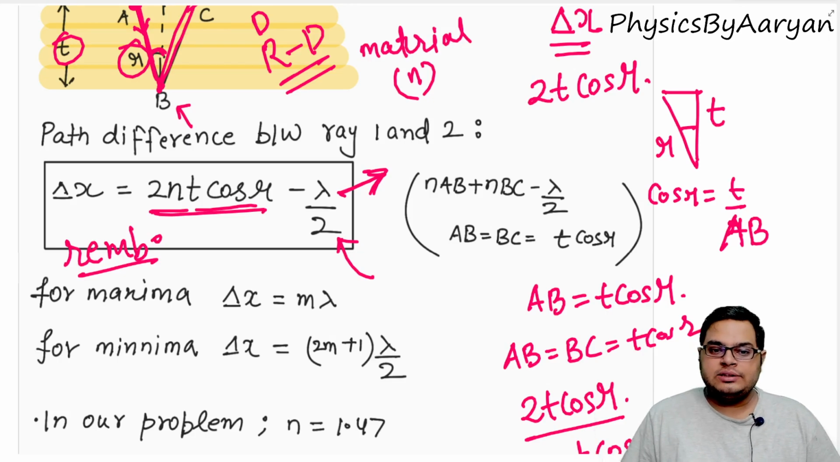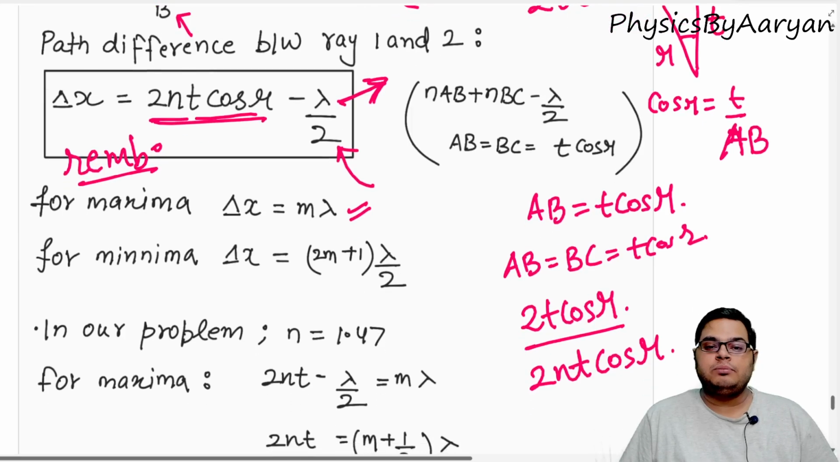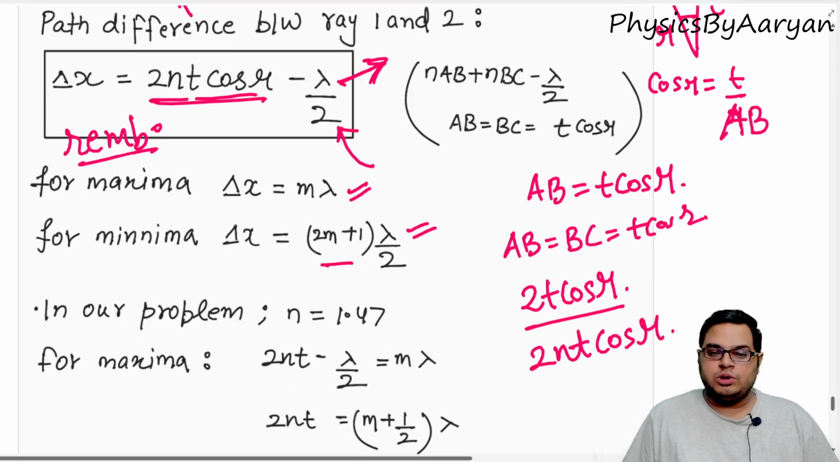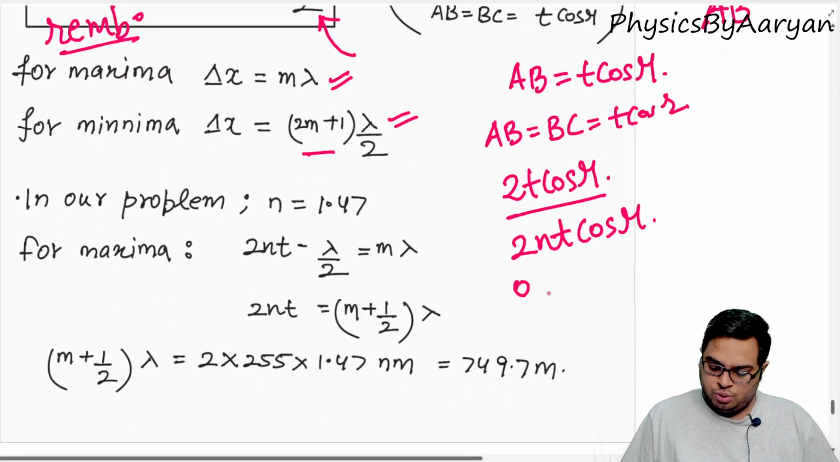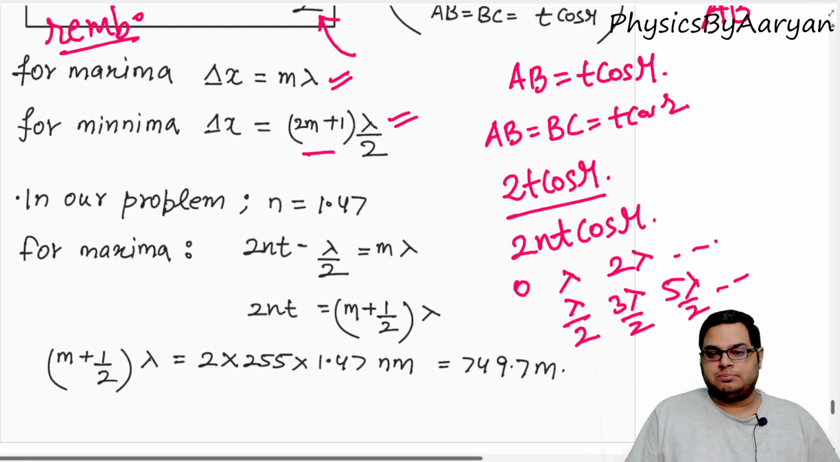If you have a maxima, then this path difference will be m lambda. And if you have minima, this path difference will be (2m plus 1) lambda by 2. Because whenever the path difference is 0, lambda, 2 lambda, and so on, you get a maximum. And whenever the path difference is lambda by 2, 3 lambda by 2, 5 lambda by 2, you get a minimum. Okay? So that is the concept.